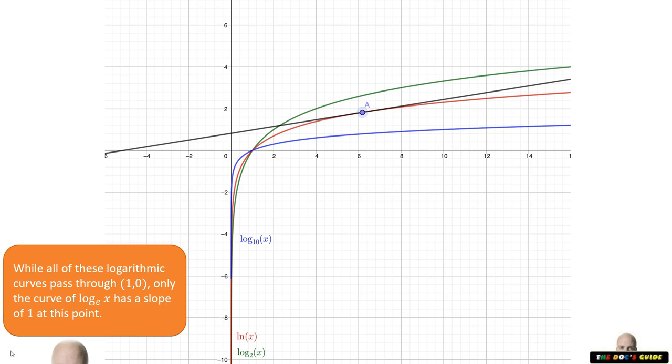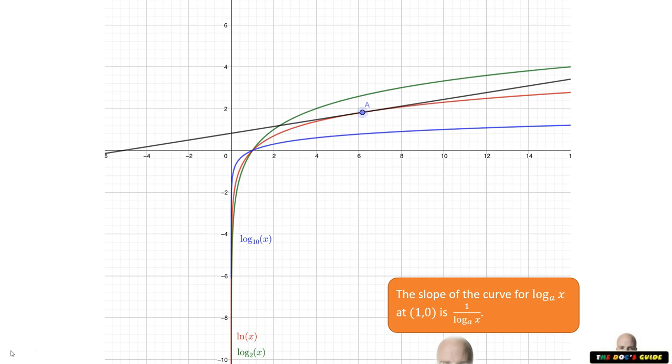So, continuing on, as we said, while all these log curves pass through (1, 0), only the curve of log x, the natural log curve, has a slope of 1 at this point. For the other curves, it's 1 on log base a of x. We'll come back to that later on when we do logs down the track.